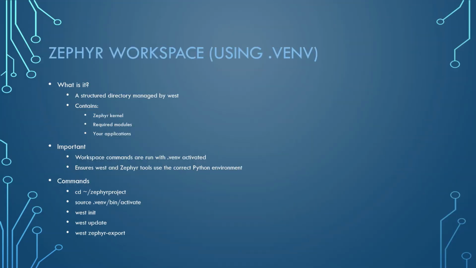Now that we have our Python virtual environment set up and West installed inside it, the next major step in the Zephyr workflow is creating the Zephyr workspace. The Zephyr workspace is a structured directory that contains the Zephyr kernel, required modules, and your applications, all managed by West. Zephyr is a modular project, and the workspace is how West keeps all the repositories and components in sync. All workspace-related commands are run with the Python virtual environment activated, ensuring West uses the correct Python environment.